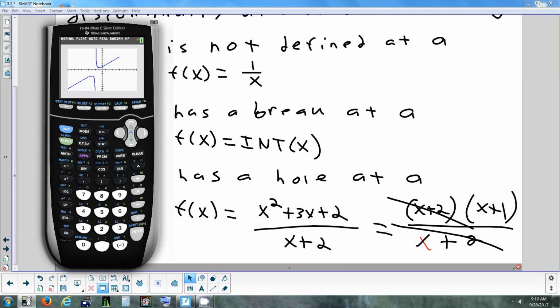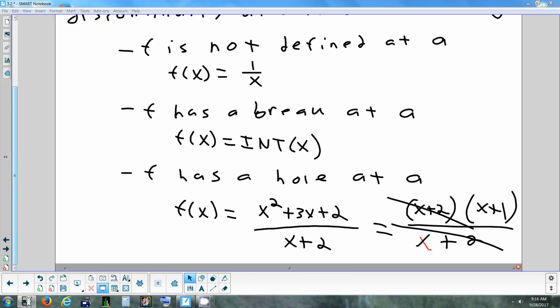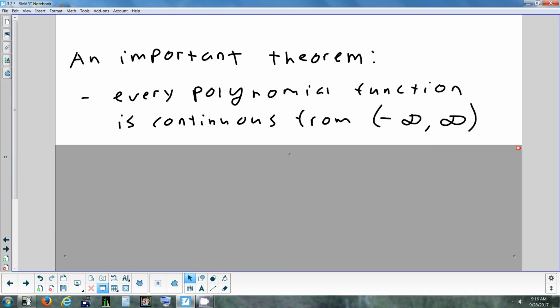Now you have there what's called a slant asymptote, which we'll talk more about later on. But for now, I just wanted you to understand what a hole is and how it occurs. It occurs when the top and the bottom have a common factor. So any questions on what I mean by a hole, a break, or an undefined value without common factors? These are 3 basic discontinuities.